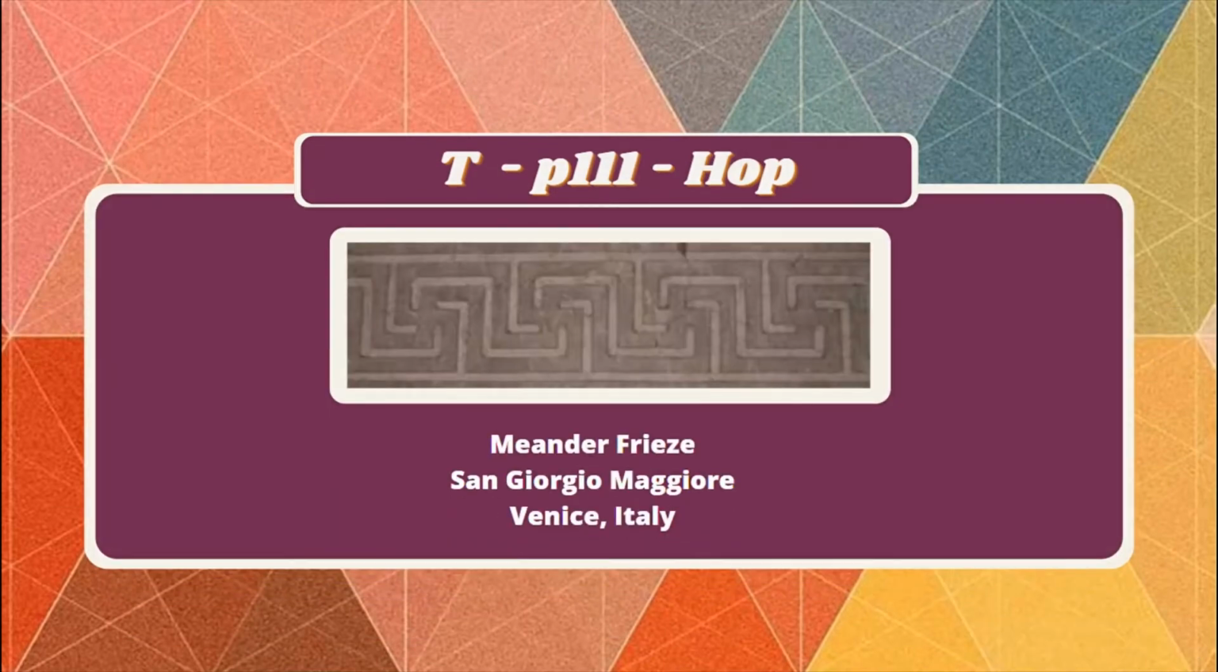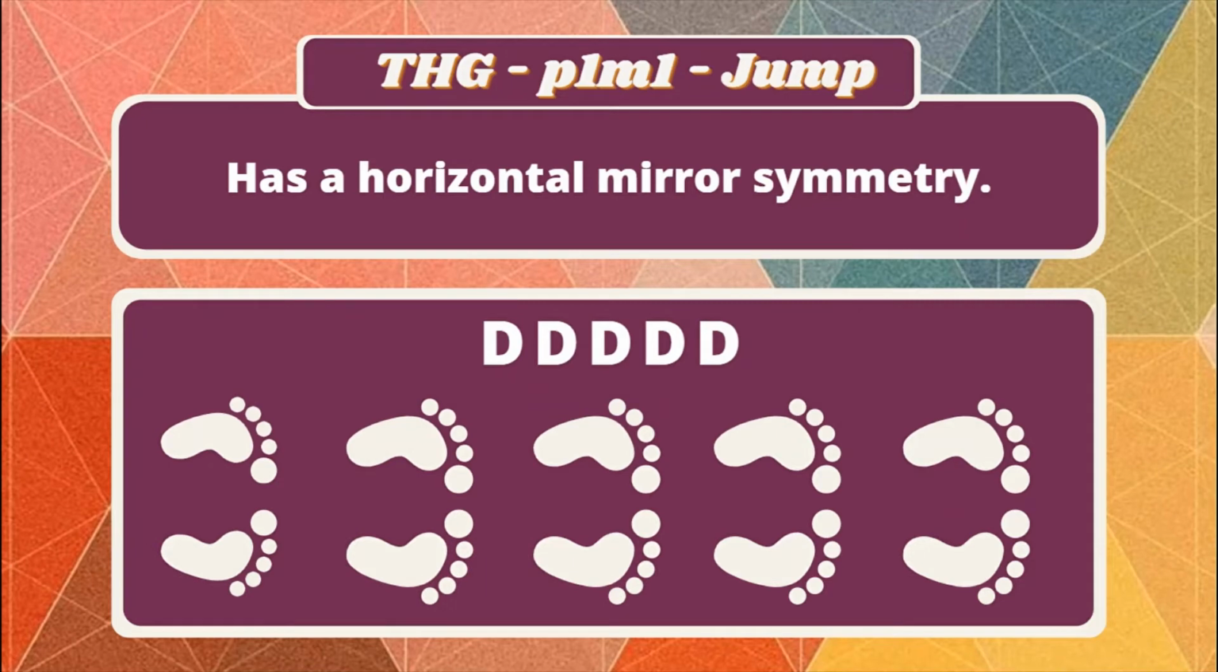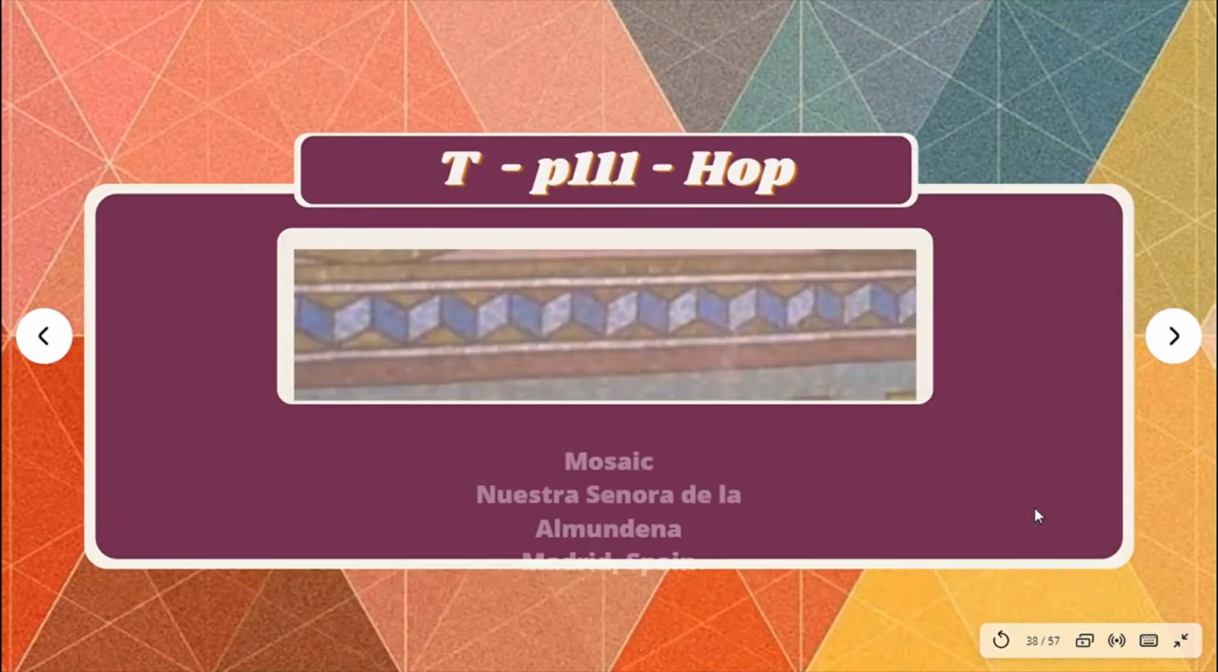Here's a real-life example. Next, we have the THG, the P1M1 or the jump. It has a horizontal mirror symmetry, denoted as 5 letter Ds based on the Conway naming system. It is similar to the earlier one. We can see here that the 5 translated feet are reflected, and we have a mirror line here in the middle. Here is a real-life example.